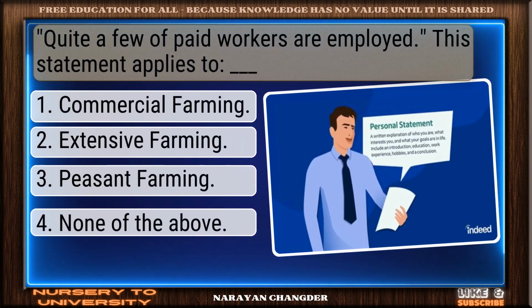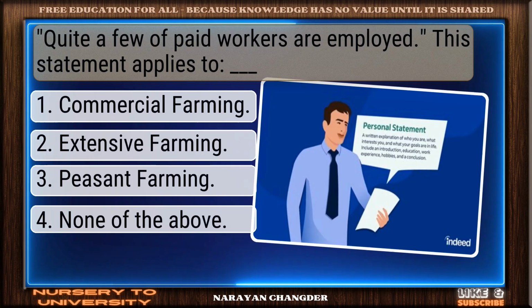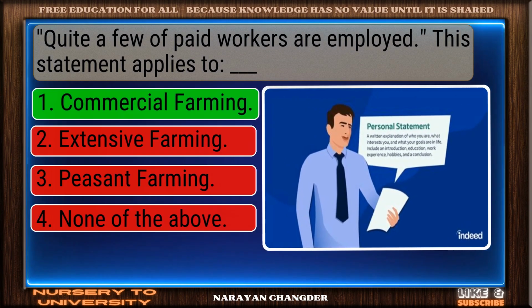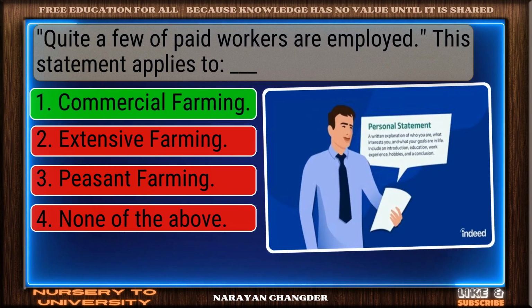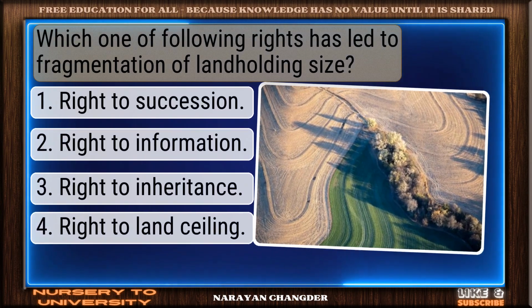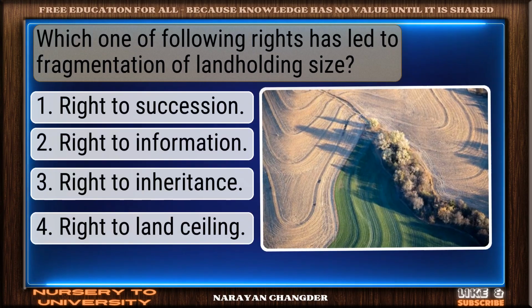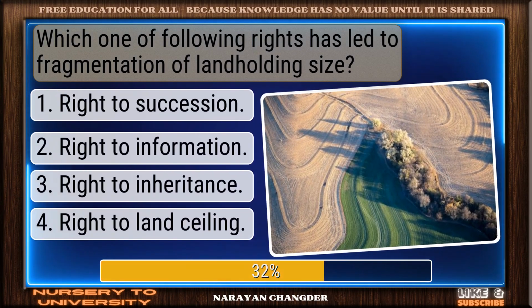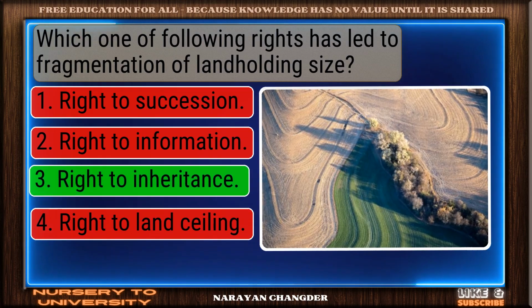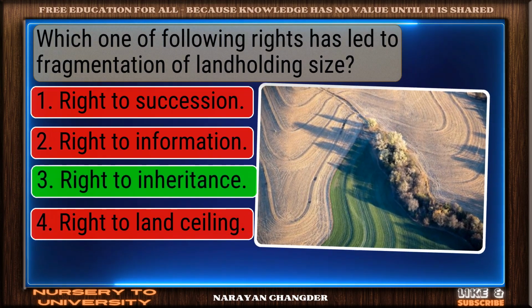Quite a few paid workers are employed. This statement applies to commercial farming. Clear logic. Commercial farming is sound. Which one of the following rights has led to fragmentation of landholding size? Solid response. Right to inheritance is valid.